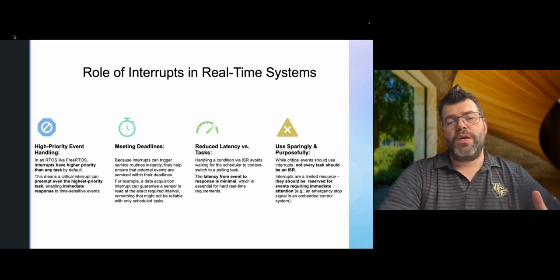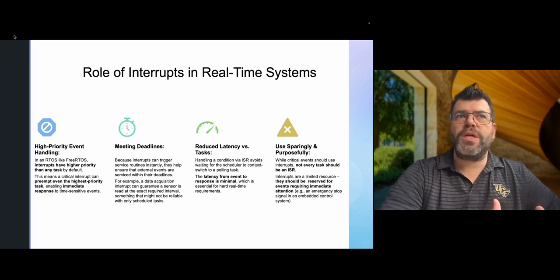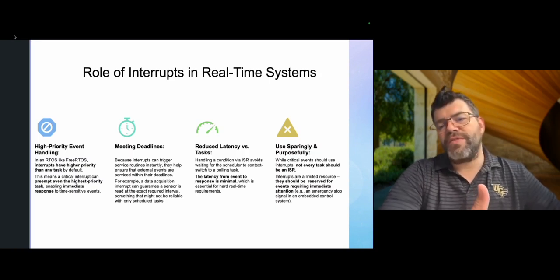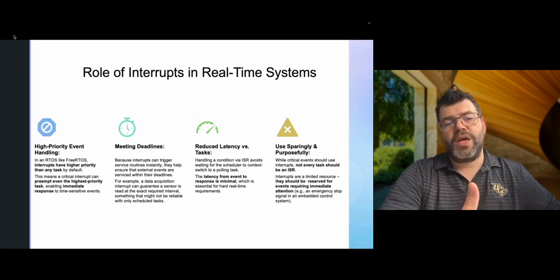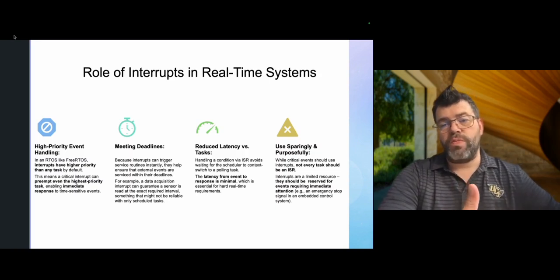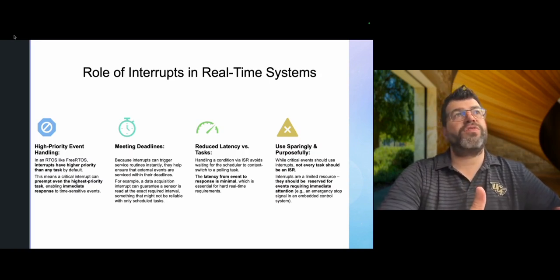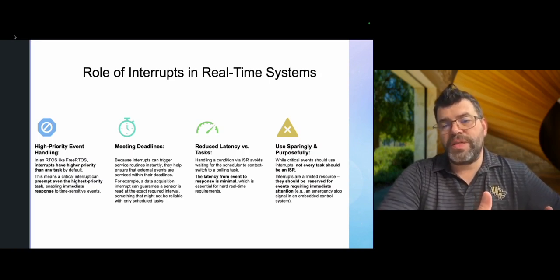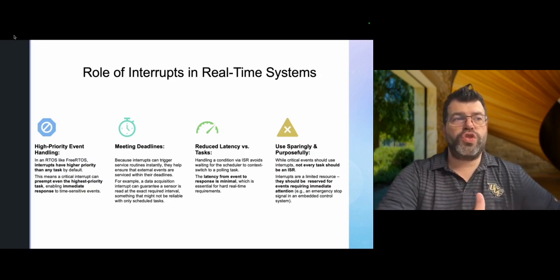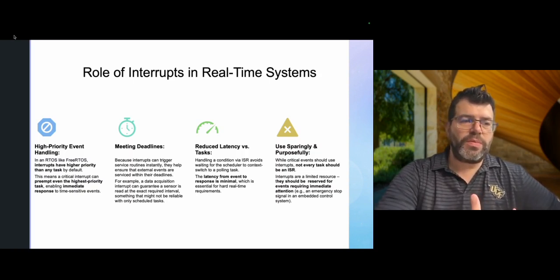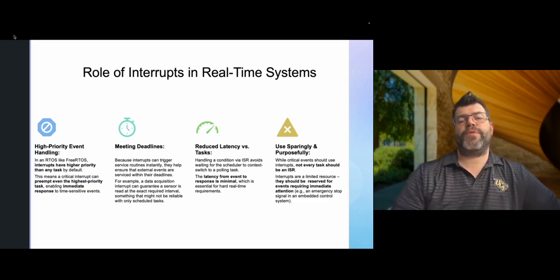So interrupts are also a limited resource. There isn't an infinite number of interrupts. Interrupts are signals, right? And there are a finite number of signals, hardware or software, that exist. So you cannot have an infinite number of interrupts. You should reserve the limited number of interrupts you have on a system for the absolute most critical things that you need. Okay.